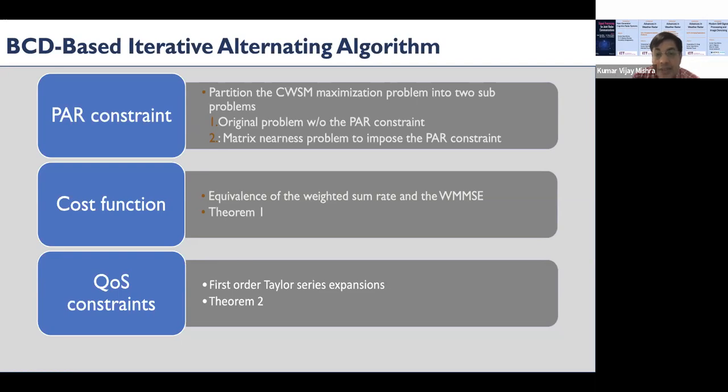And then the rate constraints, we linearize them later on in the same problem, with respect to the precoders. You take the Taylor series approximation, and then we solve that problem first. Afterward, with the estimate of the radar code that we get, we use a matrix nearness problem to solve for the radar code given the power constraint. So we separate out the constraints into these two problems, and then we iterate between the two problems. That's the goal.